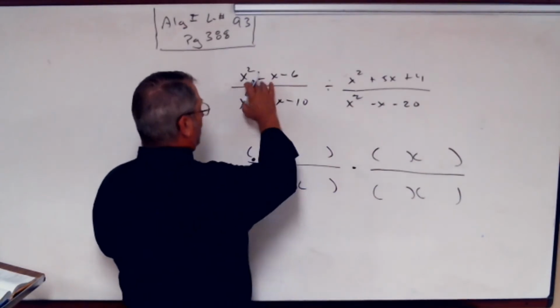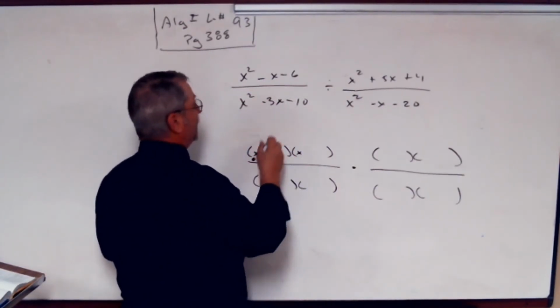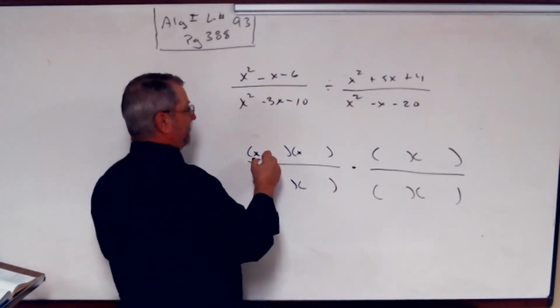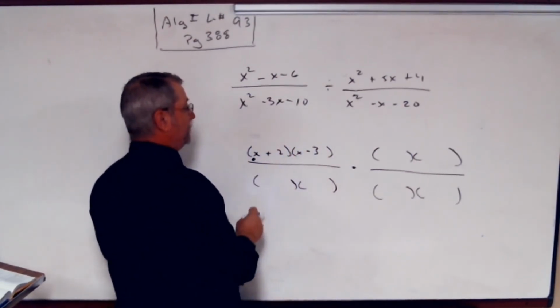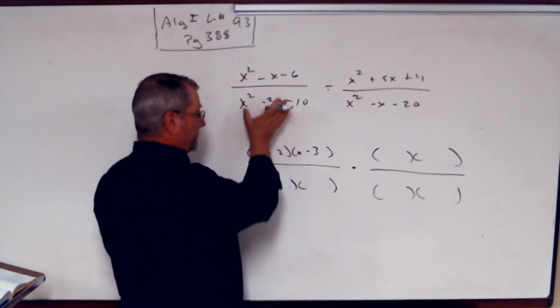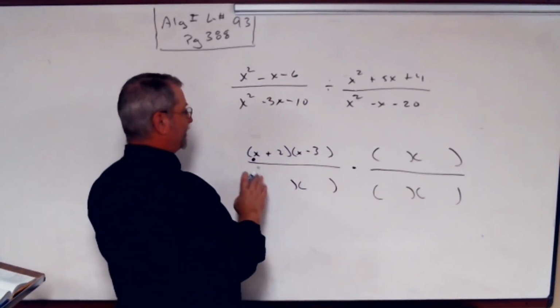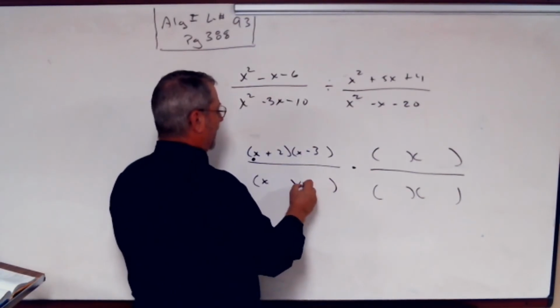Okay. Right here, I'm going to have x and x. Negative 6 is again going to be a plus minus. It's going to be a minus 3 and plus 2. This one here stays like it is. I'm not inverting the first one, okay? We got x and x.